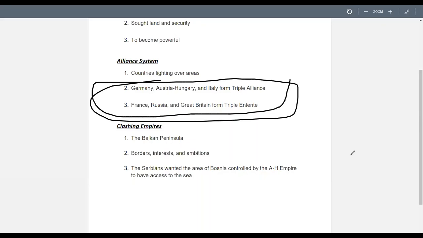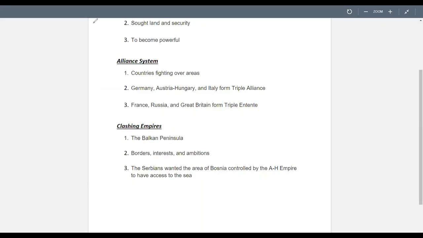We know that in the early 1900s, you have the Panama Canal finished, which is a trade route, but that also allows for fast movement of goods. The Serbians wanted the area of Bosnia controlled by the Austro-Hungarian Empire because it would give them access to the sea. And so when you look at that map, let me show you here. Let me bring this up because you'll be able to see it a little bit better.